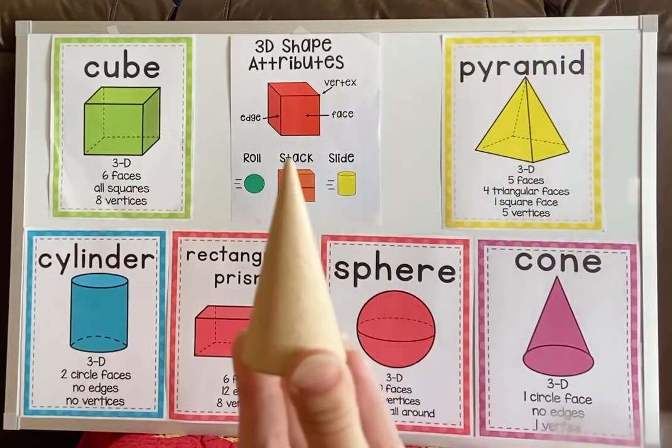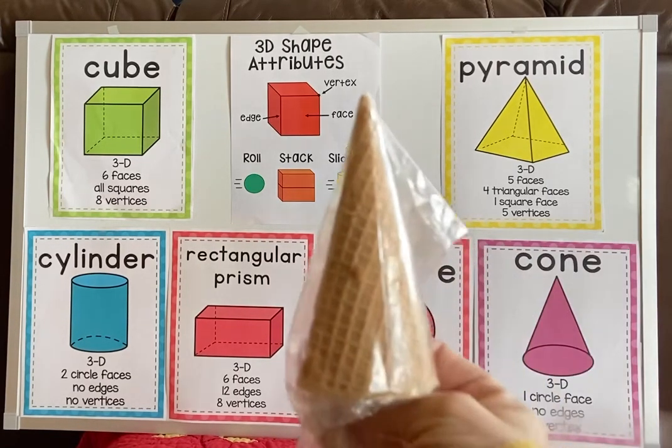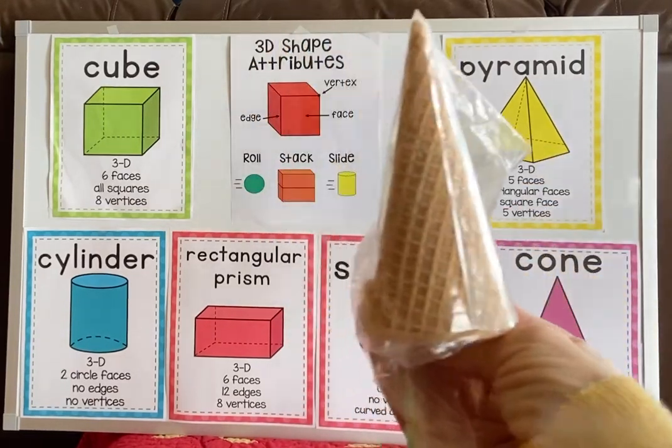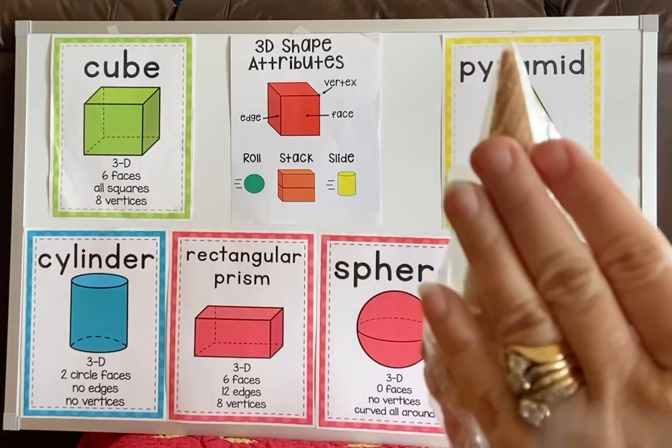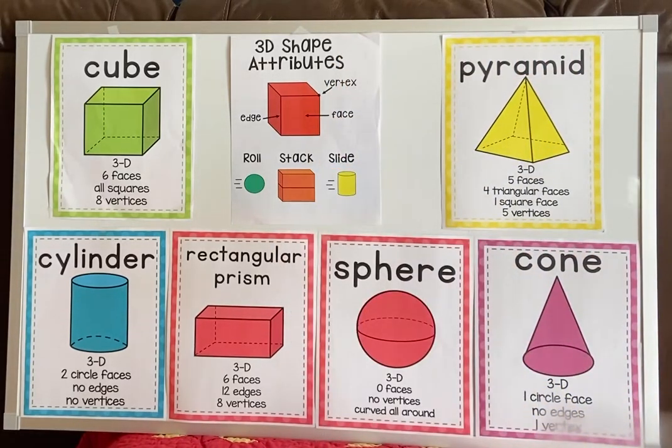Okay, that's a cone. Where could you find a cone at your house? Well, how about an ice cream cone like that? That's a cone, isn't it? It has the flat bottom and it has the vertex at the top. That's a cone. Next, let's look at a cylinder.